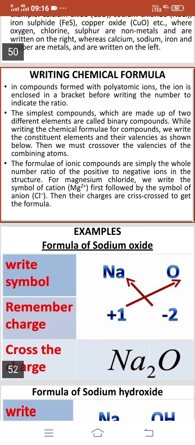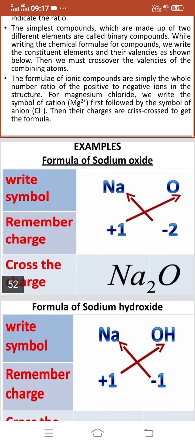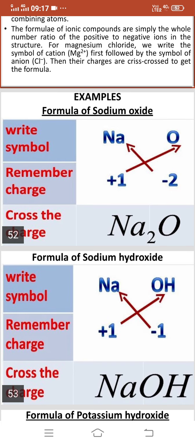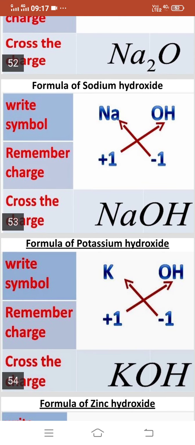So you can see in this particular slide formula of sodium oxide. So first you write the symbol Na and O, then remember charge +1, -2, cross the charge, so that will be Na2O. Then you can see formula of sodium hydroxide. Write symbol sodium and OH, remember charge +1, -1, cross the charge, NaOH.